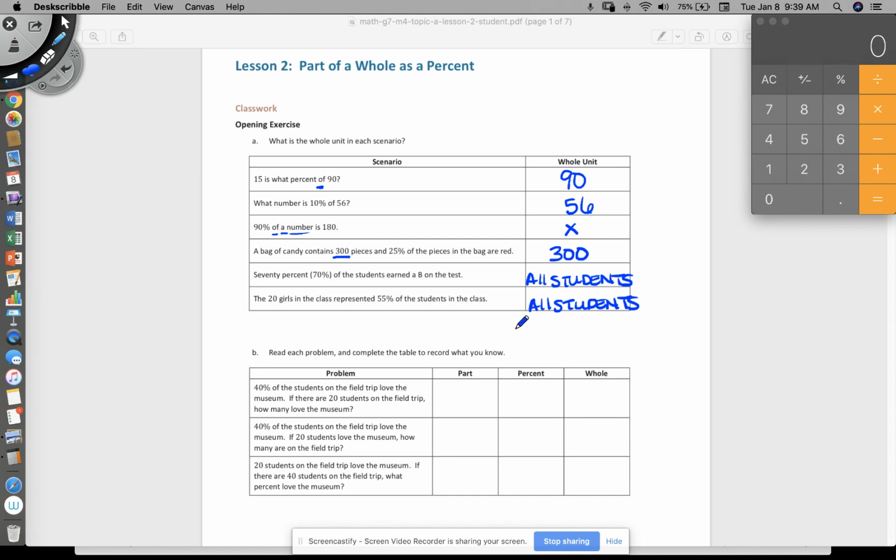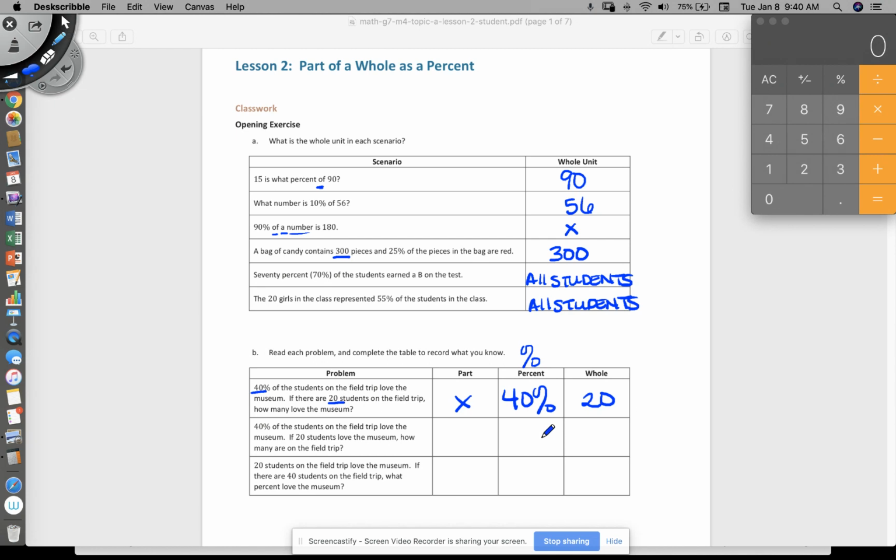40% of the students on the field trip love the museum. If there are 20 students on the field trip, how many love the museum? All right, so the easiest one to look for is the percent because that's obviously going to be the one with the percent symbol. So we saw here that we had 40%, so that is our percentage. Okay, do we have a total? Yes, there are 20 students, so that's our whole. So what am I solving for? How many of them? So I'm solving for my part.